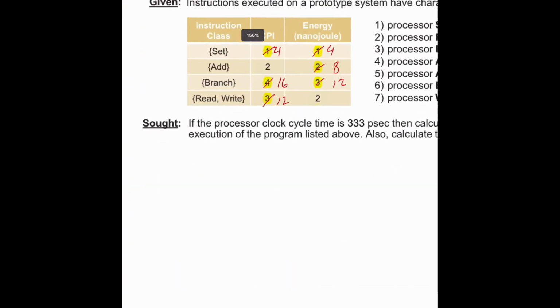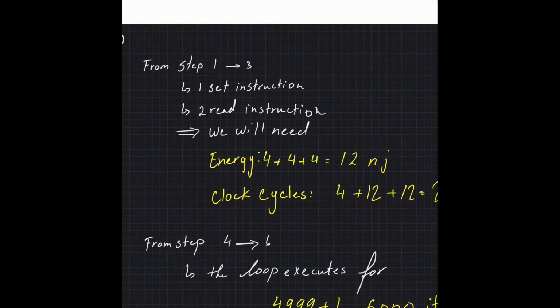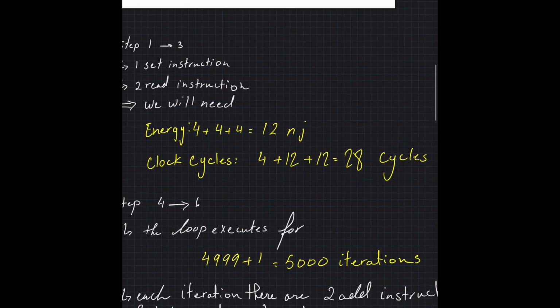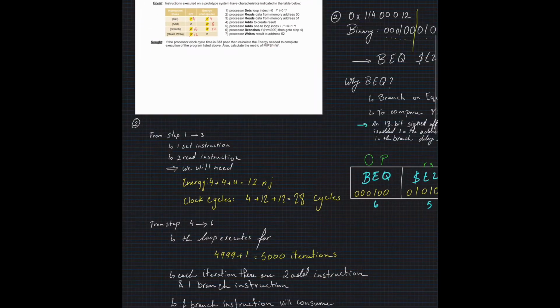For the second problem, I kind of divided it. This is my table after I changed the numbers. First, I said from step 1 to 3, we need one set of instructions to read an instruction. And we will also need the energy and the clock cycles. And as you can see here, I added 4 plus 4 plus 4 equal 12, and 4 plus 12 plus 12 equal 28.